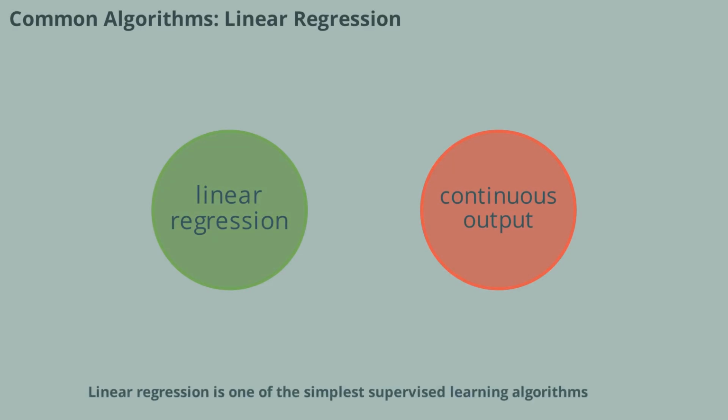Linear regression is one of the simplest supervised learning algorithms. It models the relationship between input features and a continuous output by fitting a straight line to the data. Linear regression is widely used for tasks like predicting sales, prices, or trends, thanks to its simplicity and interpretability.